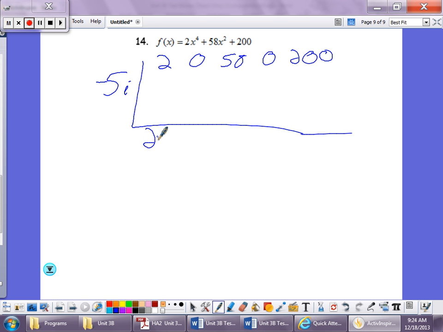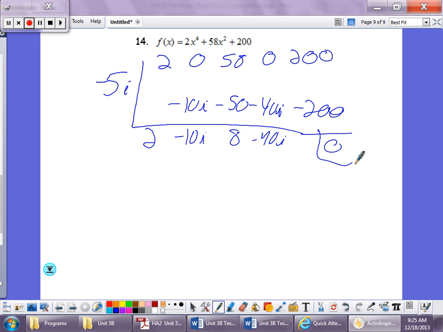So bring down the 2, negative 10i, negative 10i. Negative 10i times negative 5i. Negative 5 times negative 10 is 50, times i squared, which is negative 1, is going to be negative 50. Alright, so multiply these, you get negative 40i, negative 40i. Negative 40 times negative 5 is 200. i squared is negative 1, so negative 200. You get 0, so that proves that it is a solution.